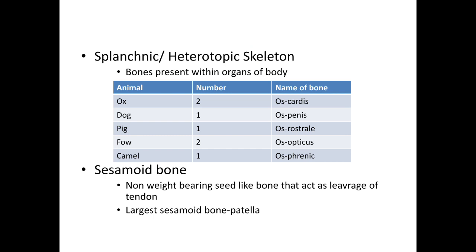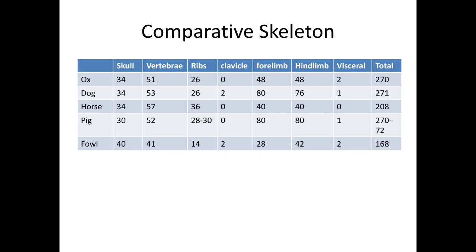There are certain sesamoid bones that are the non-weight bearing bone that act as a leverage of the tendons. The example is the patella, that is the largest sesamoid bone of a complex body.